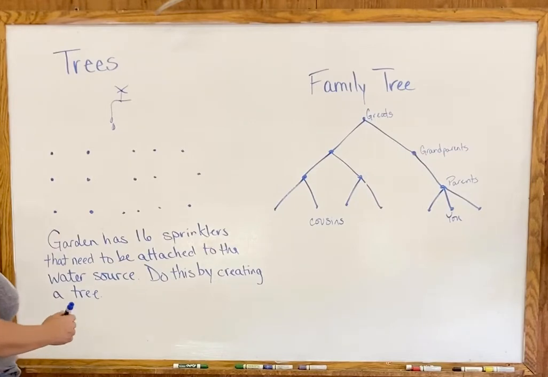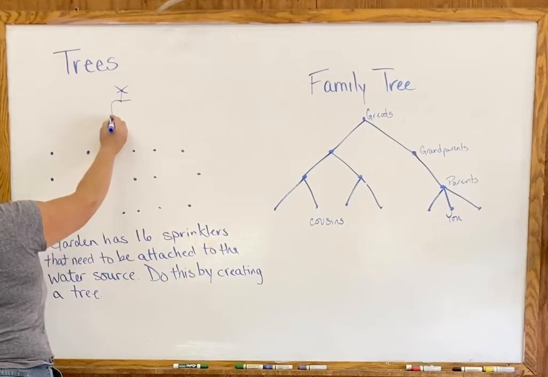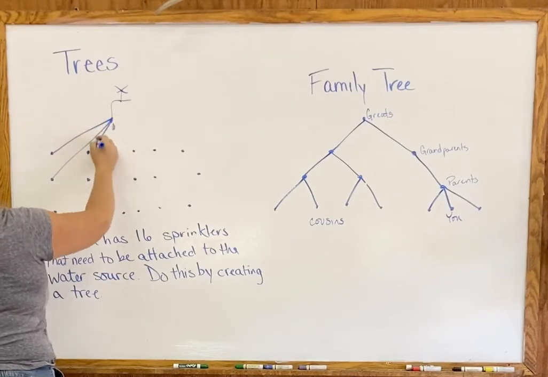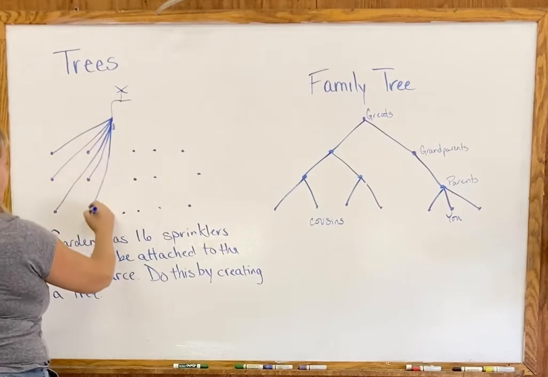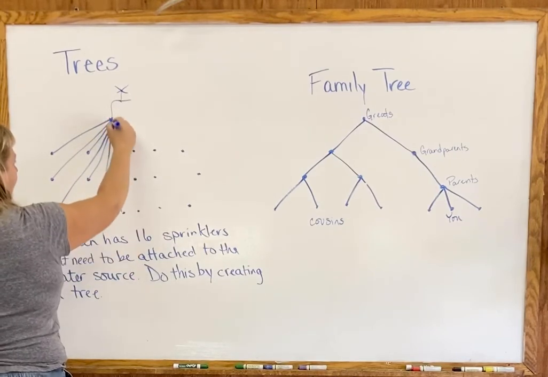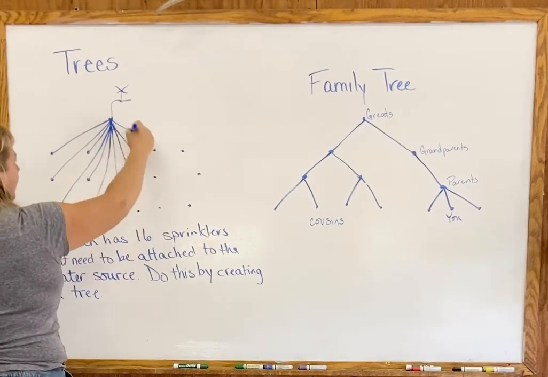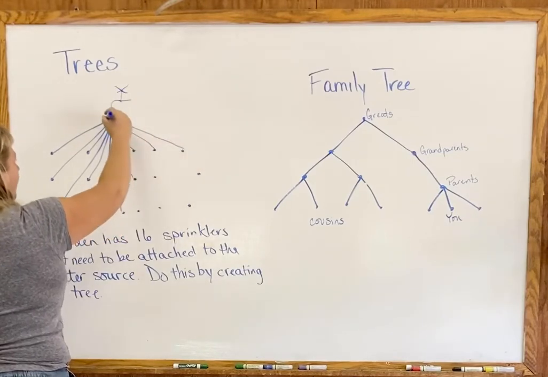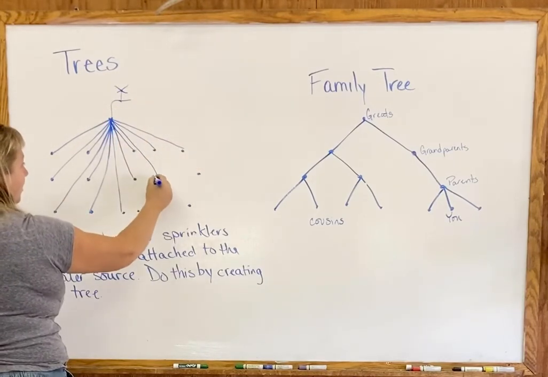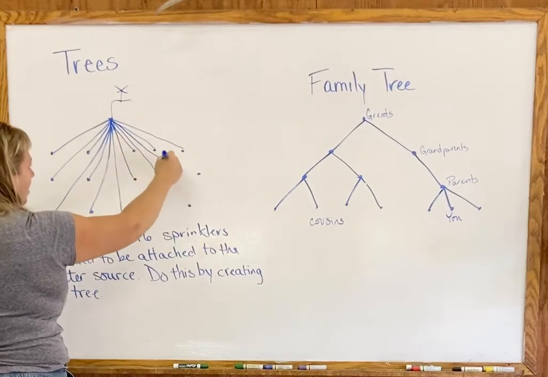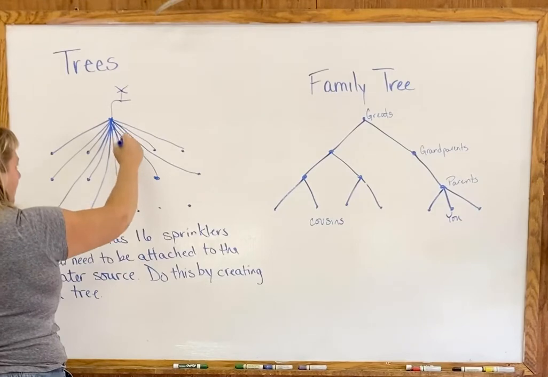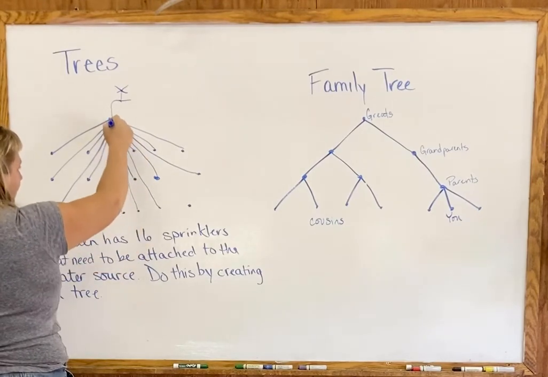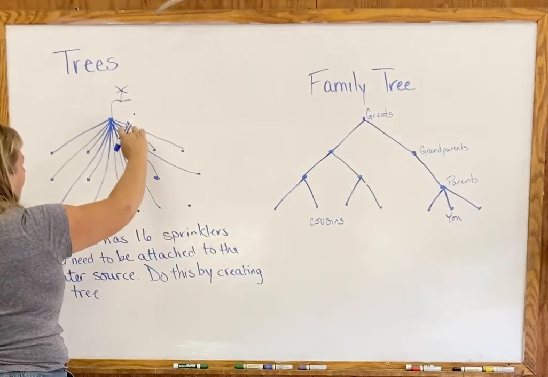Well, one way that you could do that is you could go from the water source and make a line to every single sprinkler. All right, you getting my idea here? Now, as we look at that, are we creating a tree? Oops, I missed that sprinkler. Have we created any circuits in there? Anyway, get the idea?